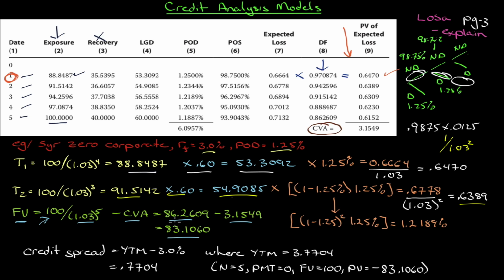If this was a default-free bond, it would sell for 86.2609. Given these characteristics, a probability of default of 1.25, a recovery rate of 40%, the structure of the future cash flows, our exposures, etc., this is the present value of our expected loss over the life of that bond. And that gives us the price of the risky bond, of a bond with default in it.